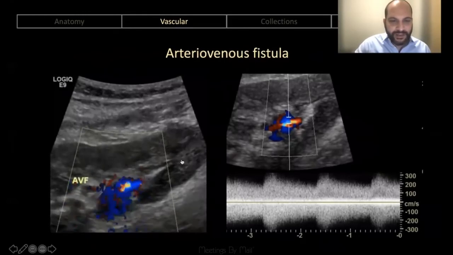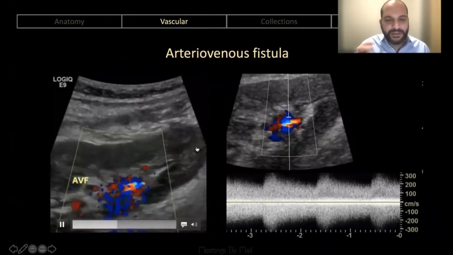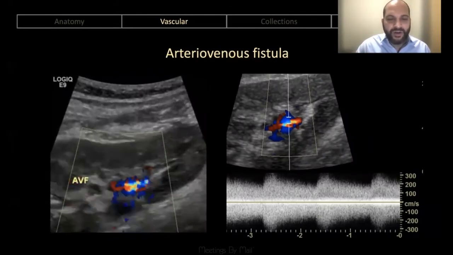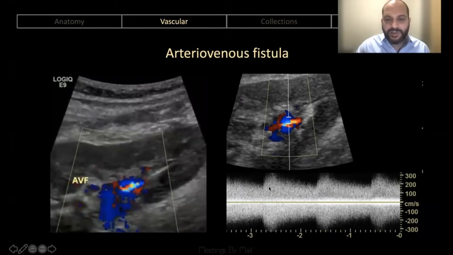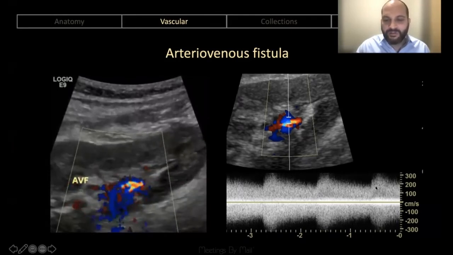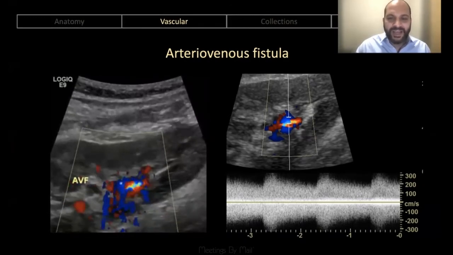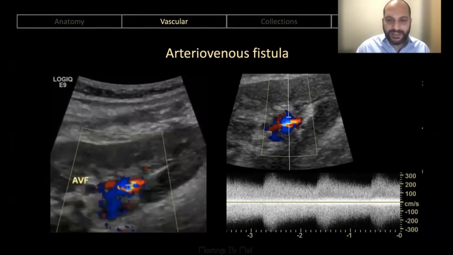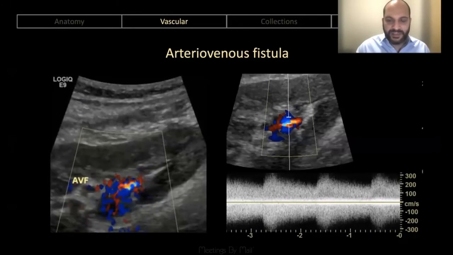So here you can see on this particular image the soft tissue vibration that's going on there. And then you can also see aliasing happening right here. And then you put the spectral window over it, you have high velocity, low resistance waveforms indicating an arterial venous fistula. And color Doppler is actually very sensitive for being able to detect small arterial venous fistulas, predominantly because of the soft tissue vibration.